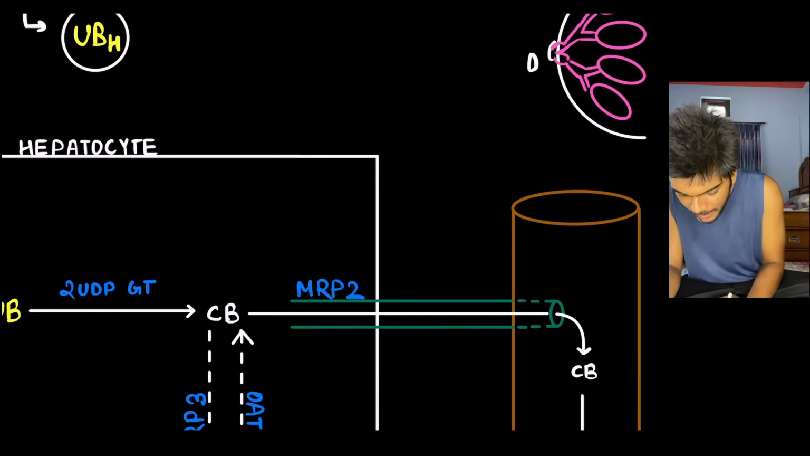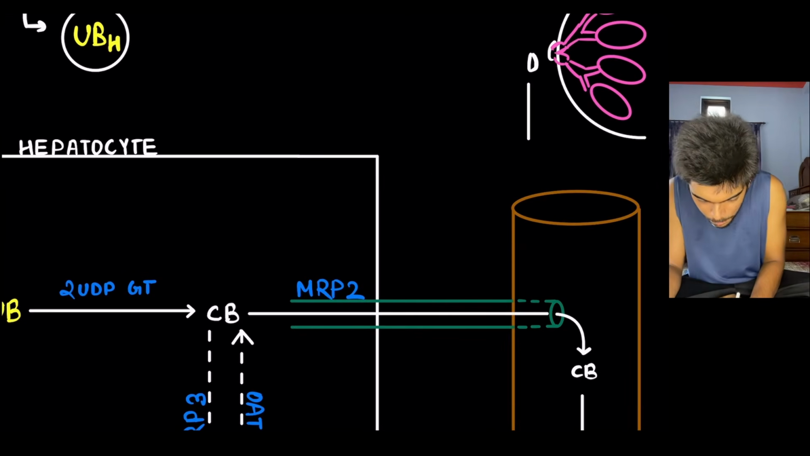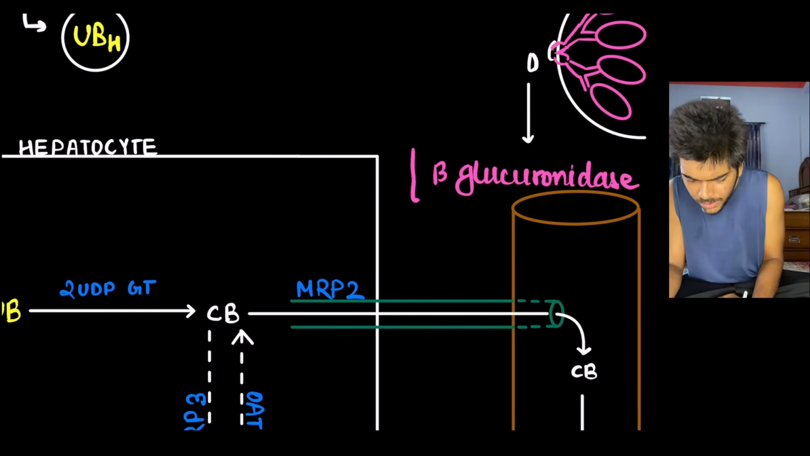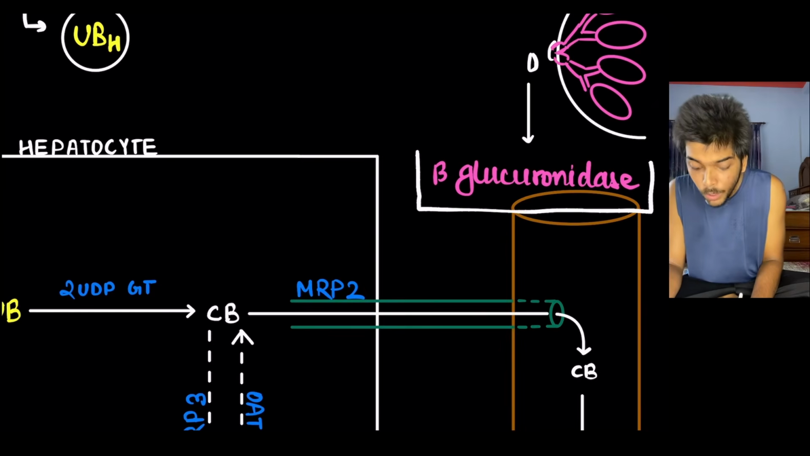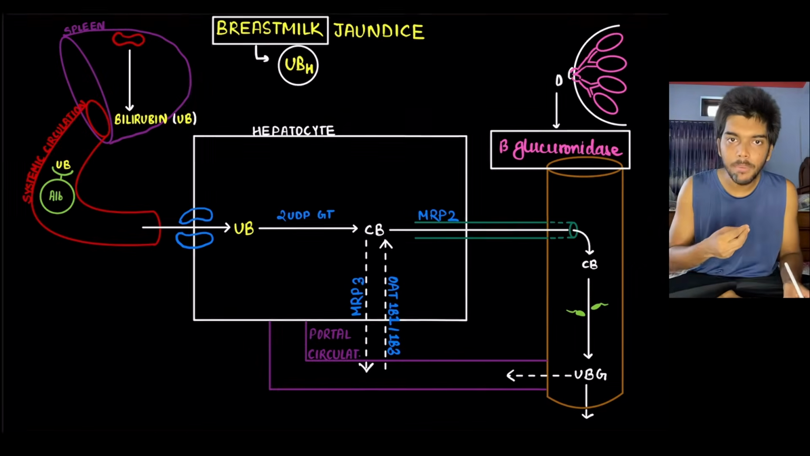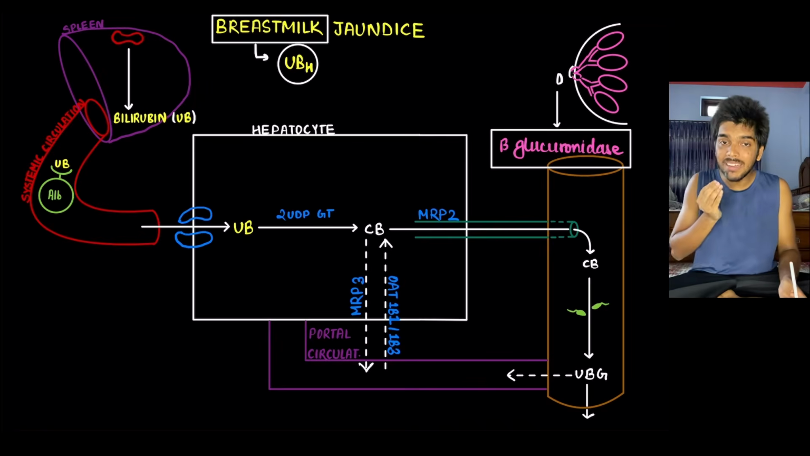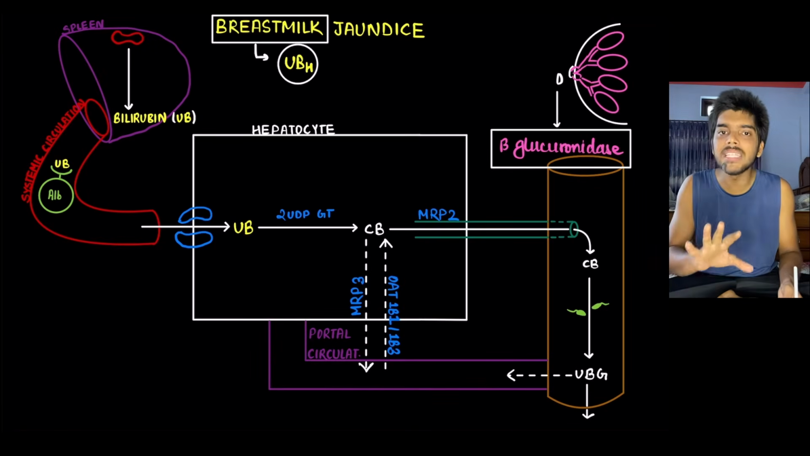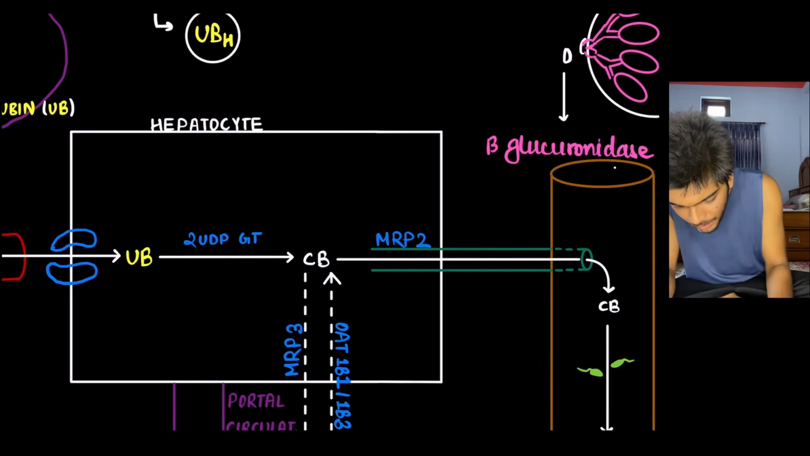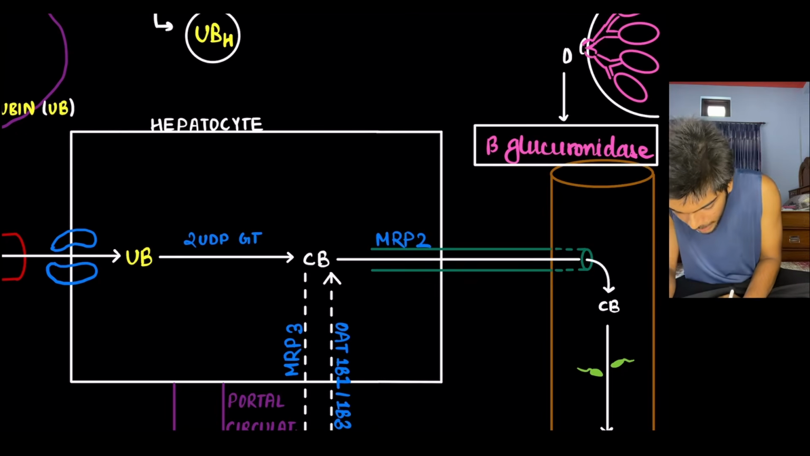The breast milk contains first beta glucuronidase. It has "ase" at the end, which means it is responsible for breaking down something, and it breaks down the glucuronic acid bond of the conjugated bilirubin. When the baby sucks milk, the milk enters the gastrointestinal tract. Inside the gut, what is present? Conjugated or unconjugated? Conjugated bilirubin. So along with the breast milk also goes beta glucuronidase.